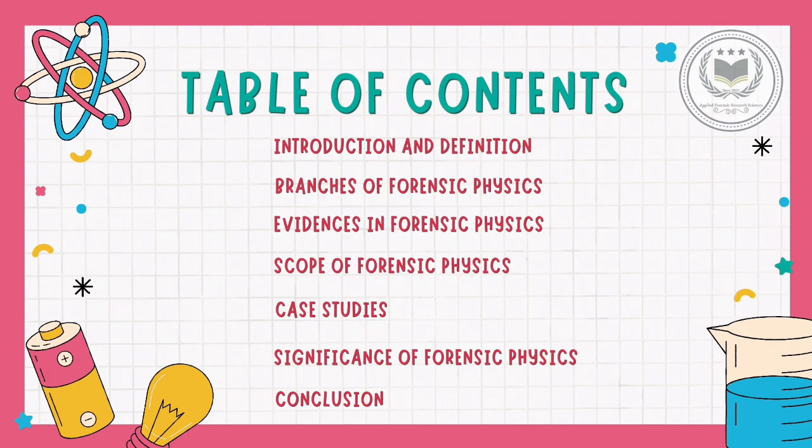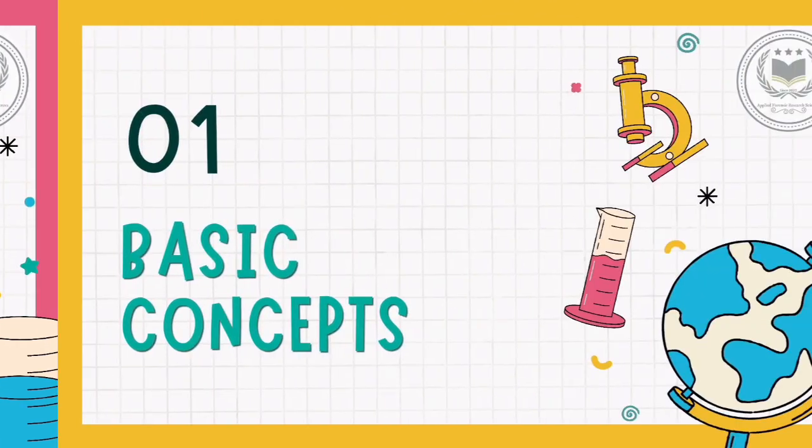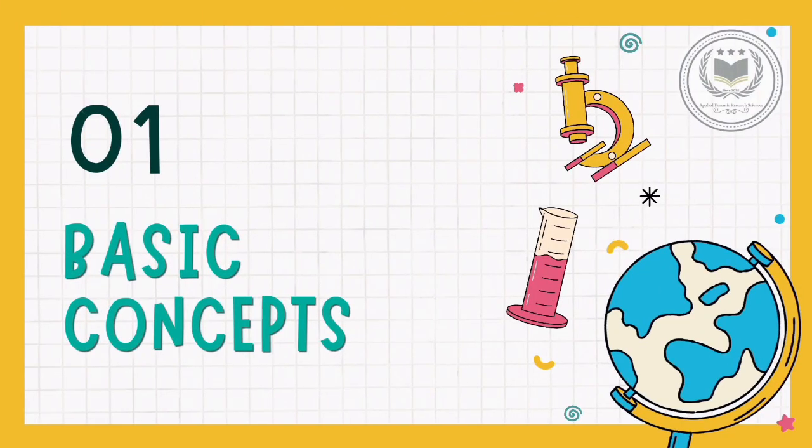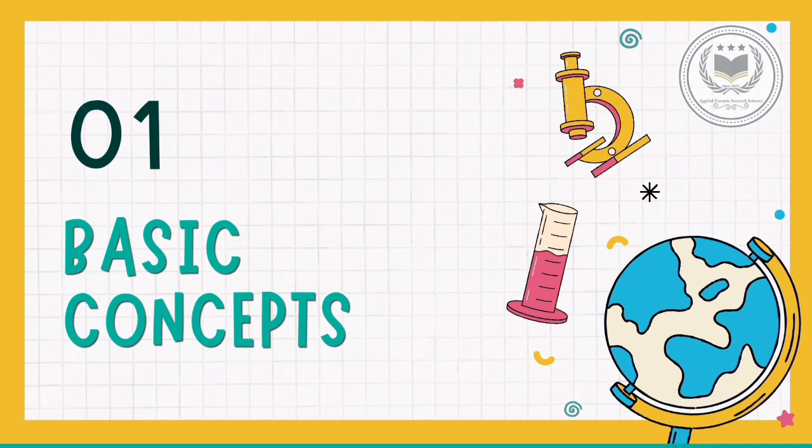Since we have a lot to study, we are going to divide our presentation into two parts. In this part, we're going to study up to the evidences in forensic physics and we'll cover the later topics in the next part. So, let's begin. Our first title is Basic Concepts.